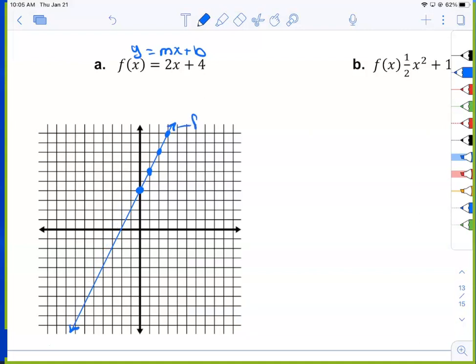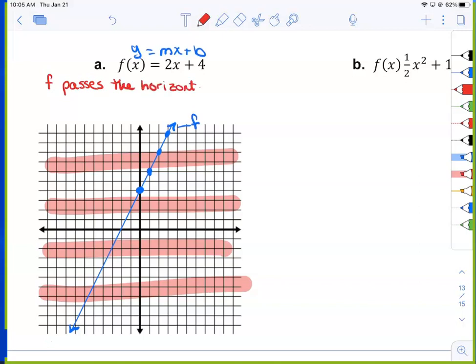So this is my function f. My horizontal line test says I should be able to draw a horizontal line anywhere through this and it only touches the function once. That is true here. So we can say f passes the horizontal line test. So f inverse is a function.